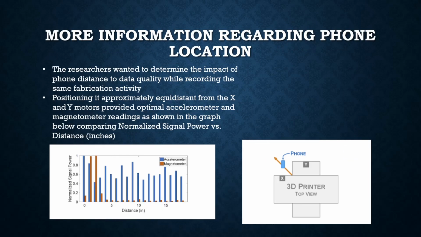So a little bit more about data collection from the phone and the location, like I'd spoken about briefly on the previous slide. The researchers really wanted to determine the impact of phone distance to data quality while recording the same fabrication activity. It's a good way to figure out where the ideal place is, and positioning it about equidistant from the X and Y motors provided optimal accelerometer and magnetometer readings, as shown in the graph below, where they compare on the y-axis normalized signal power versus distance in inches.